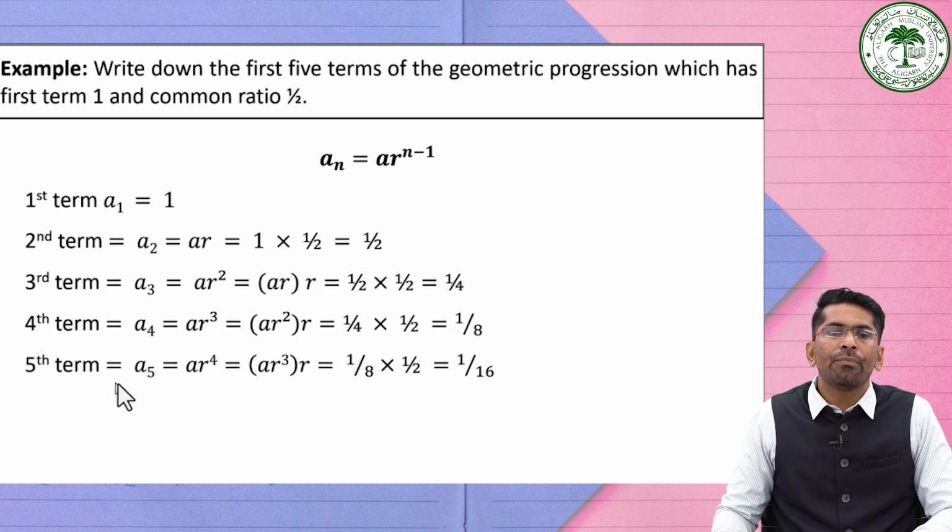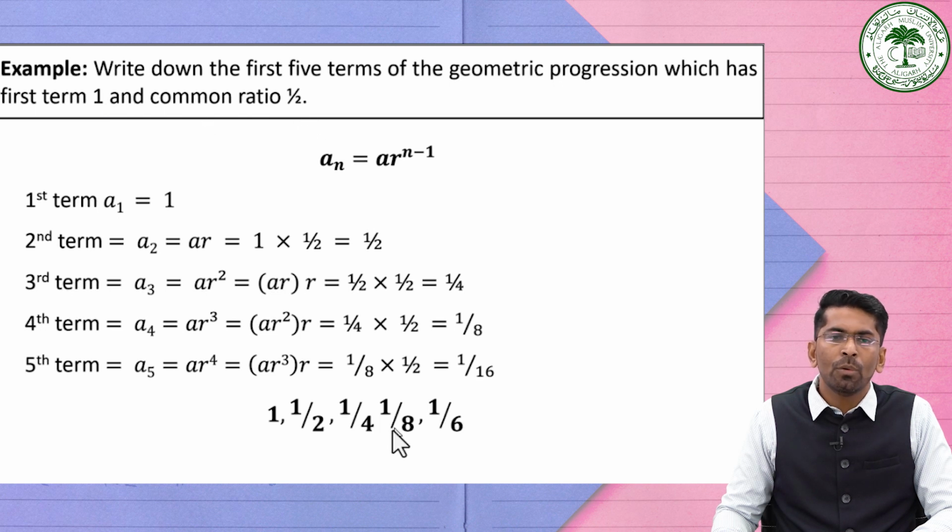Similarly, we can also find the fifth term, that is A5, which is equal to AR raised to the power 4, which we can calculate by using AR cube into R. What is AR cube here? It is 1 by 8 into R, that is 1 by 2. So here it is 1 by 16. So the first 5 terms of a geometric progression with the first term equal to 1 and the common ratio of 1 by 2 are 1, 1 by 2, 1 by 4, 1 by 8, 1 by 16, and so on.